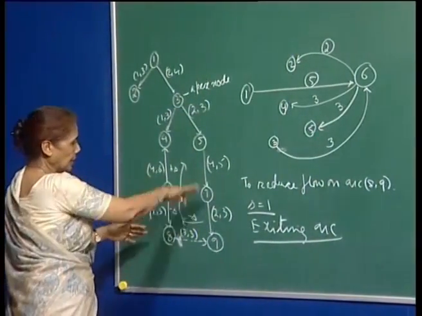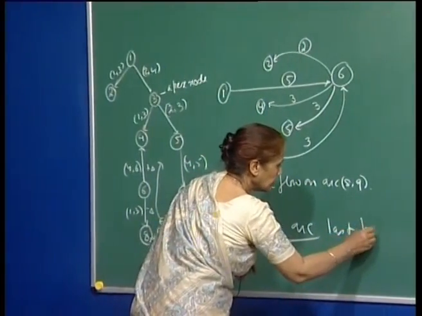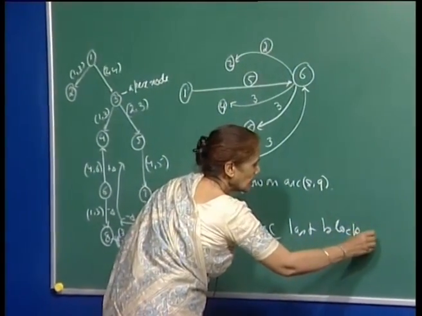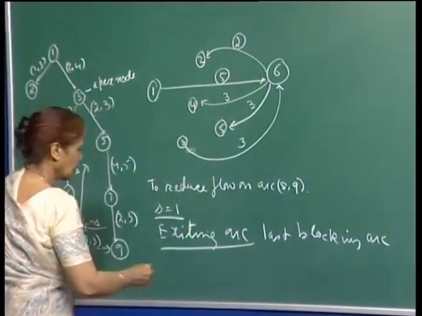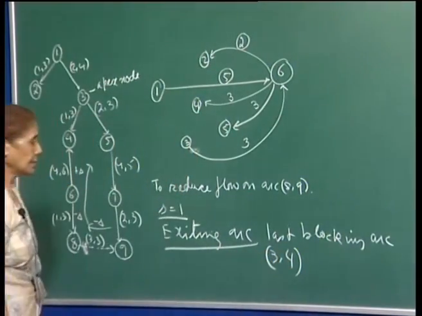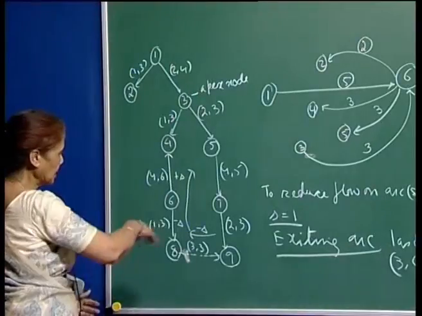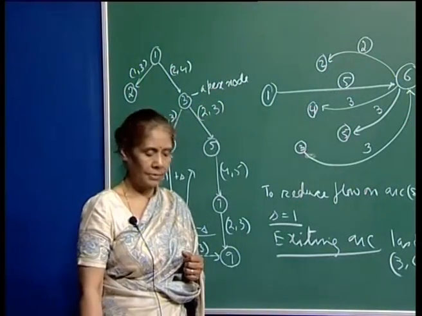And so exiting arc will be the last blocking arc, right, which is in our case 3 4, right. And the remaining tree, the new tree, once I update the flow, would be again a strongly feasible tree, right.